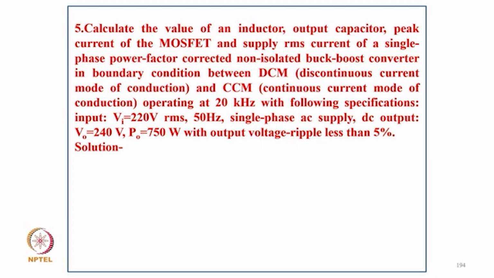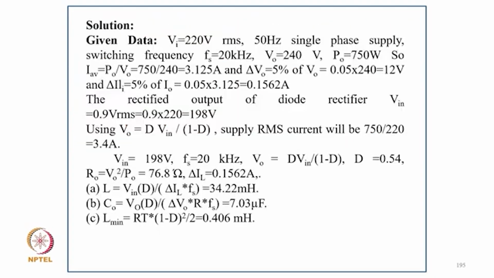with output ripple of 5%. So the given data: 220 volt, 50 hertz single-phase supply, switching frequency 20 kHz, VO equal to 40 volt, PO equal to 750 watt. So IO average is PO upon VO, that comes to 3.125 ampere. With delta V 5% of VO, that is 12 volt, and delta IL 5% of IL, that is 0.15652.